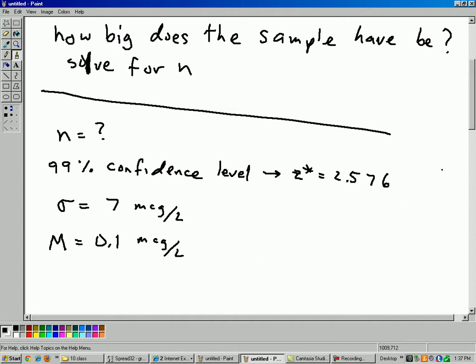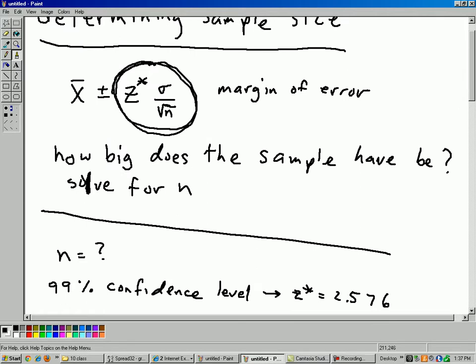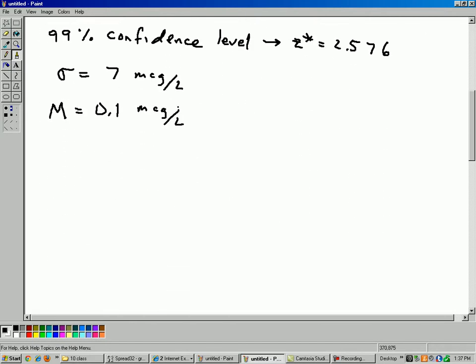Okay, so back to our formula here. I'm going to take this part of the formula and set that equal to m. So I'm going to have m, margin of error, is equal to that critical z-score times sigma over square root of n. Okay, so we know m, we know z, we know sigma. Just algebraically solve for n.